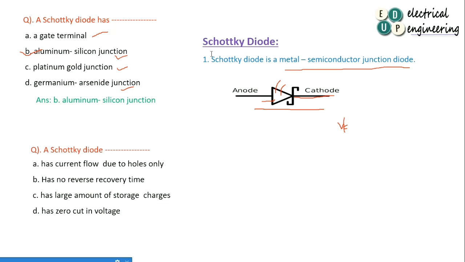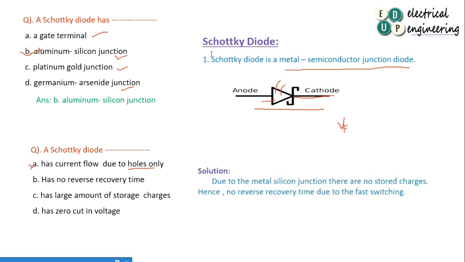Now comes to the next question. A Schottky diode dash has current flow due to holes only, has no recovery time, has a large amount of stored charges, or has zero cut in voltage. In Schottky diode, holes are not present, so option A is wrong. Due to metal silicon junction, there is no storage charge, so option C is wrong.